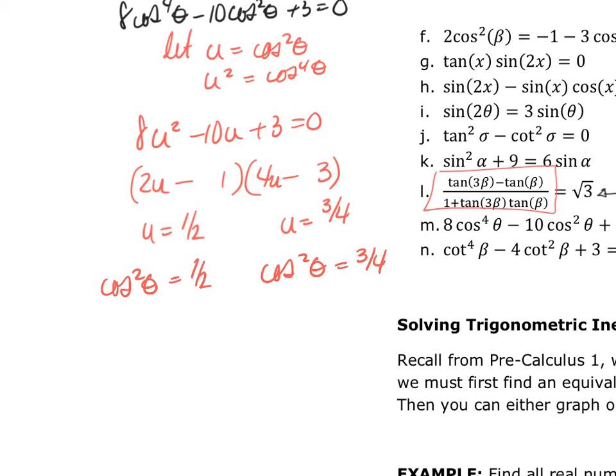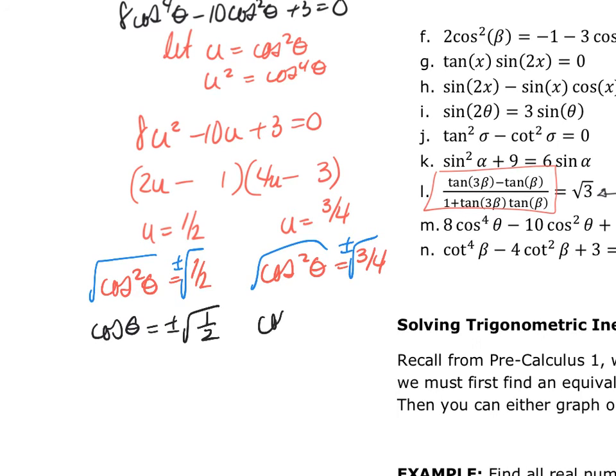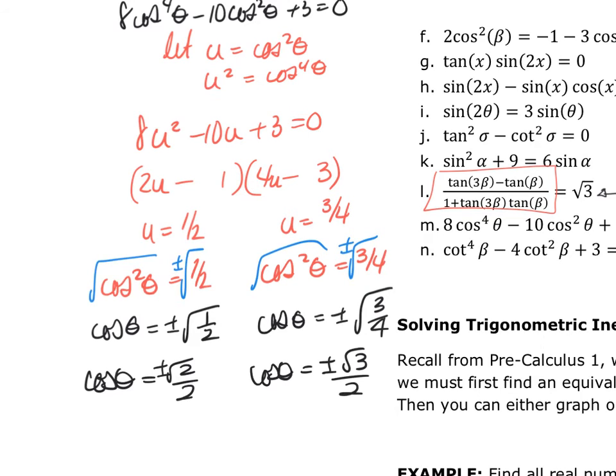How do I get rid of the squared? I have to take the square root of both sides. Now remember, you have to use the plus and minus in the appropriate place. So the cosine of theta is equal to plus and minus the square root of 1/2, and the cosine of theta is equal to plus and minus the square root of 3/4. So the cosine of theta is equal to plus and minus square root of 2/2 if you rationalize that denominator, and cosine of theta is equal to plus and minus the square root of 3/2.